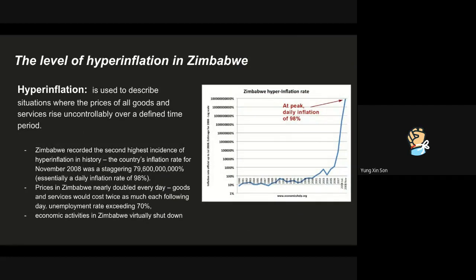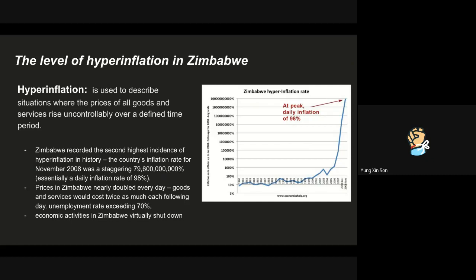The inflation experienced in Zimbabwe is called hyperinflation. In economics, hyperinflation is used to describe a situation where the prices of all goods and services rise uncontrollably over a defined time period. In other words, it is an extremely rapid inflation.